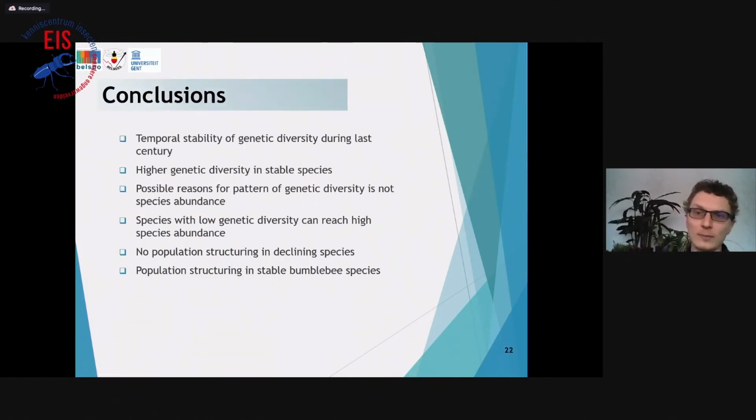So to conclude, we found a temporal stability of genetic diversity in bumblebees during the last 100 years, but confirmed that this high genetic diversity in the stable versus declining species was present.